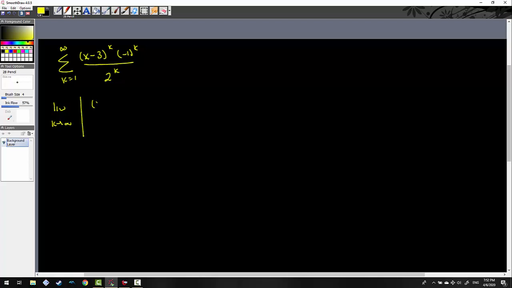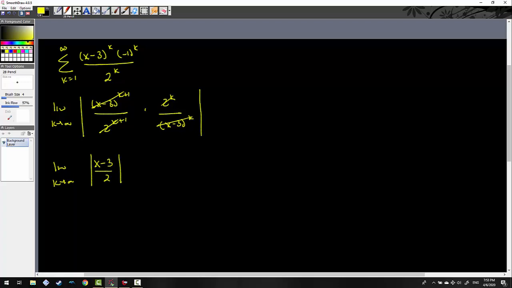This is going to be x minus 3 to the k plus 1 over 2 to the k plus 1 times 2 to the k over x minus 3 to the k. After all the algebraic manipulation is done, I'll speed this one up a little bit. I end up getting those guys to cancel each other out, those guys to cancel each other out. I end up with simply x minus 3 over 2.